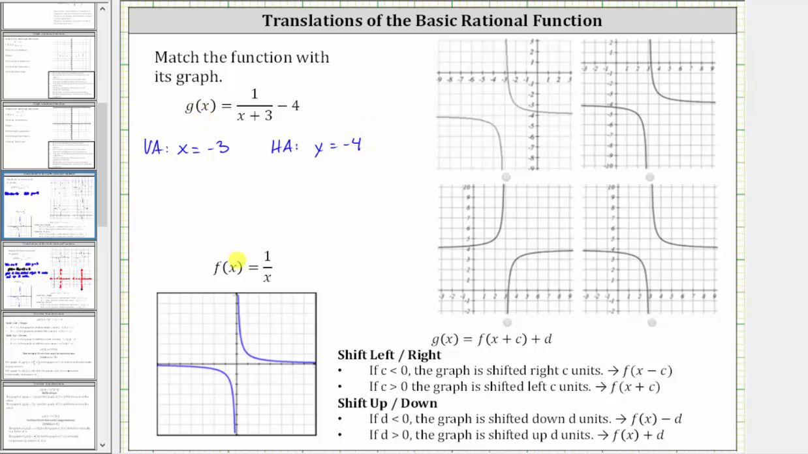Let's also write g of x in terms of f of x. We can say that g of x is equal to, again, to get this fraction, f of the quantity x plus 3, and then minus 4. So because of this function notation, where the input into f is x plus 3, g of x is f of x shifted left 3 units, and then because of the minus 4, the graph is also shifted down 4 units.